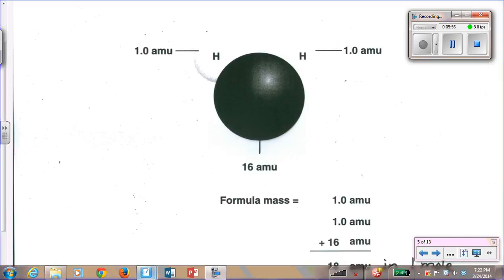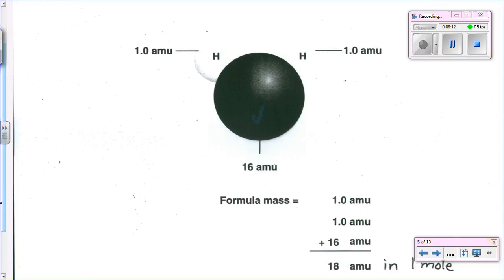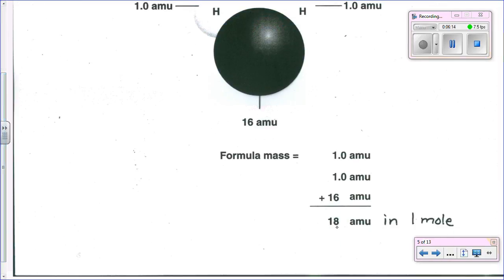So here's a picture representation. Remember, AMU is short for atomic mass unit. So the mass of each hydrogen is 1. The mass of oxygen is 16. So 1 plus 1 plus 16 gives us the total mass of water to be 18 grams in 1 mole.